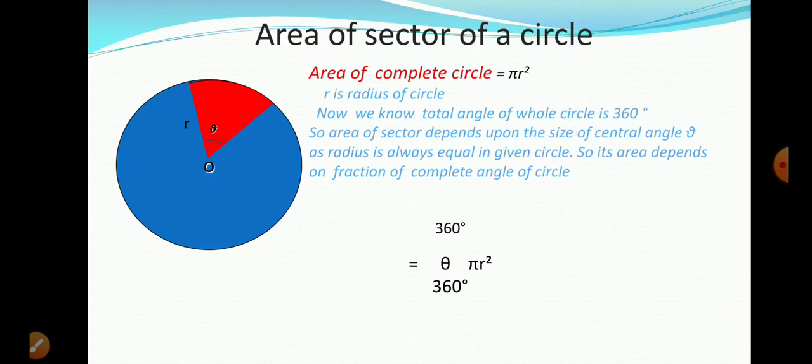So area of sector can be easily found with the fraction of the angle covered by the central angle. As the complete angle of the circle is 360 degree, so fraction of the angle covered is theta upon 360. So area of the sector is equal to theta upon 360 times area of complete circle. This means theta upon 360 multiplied by pi r square. Pi r square is the formula of area of complete circle.